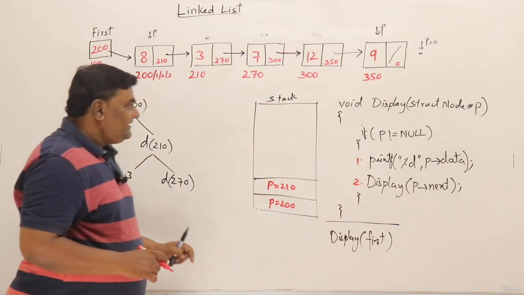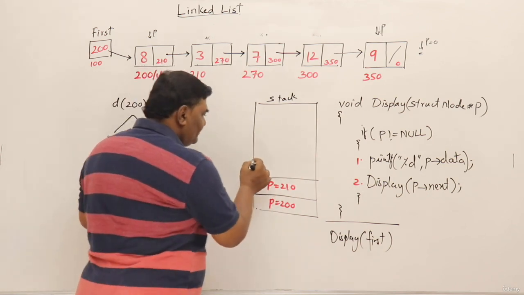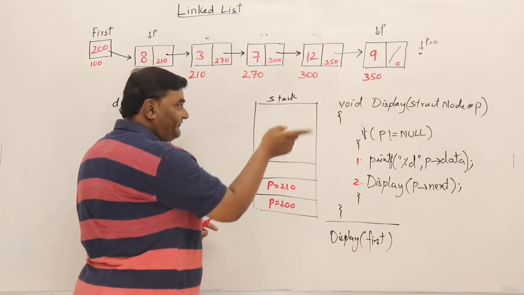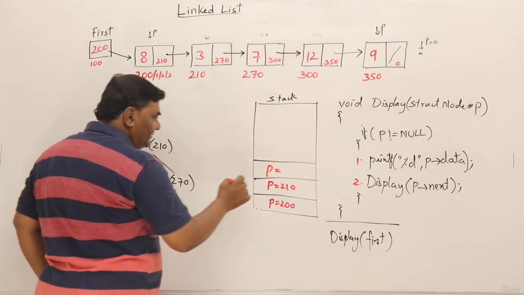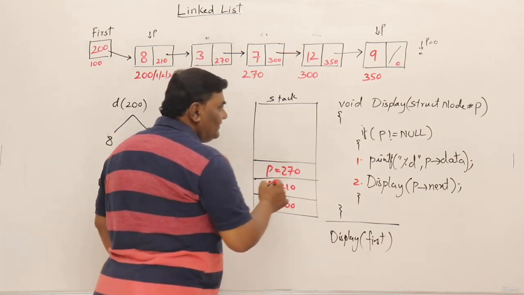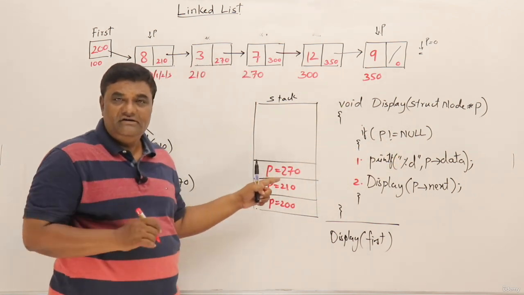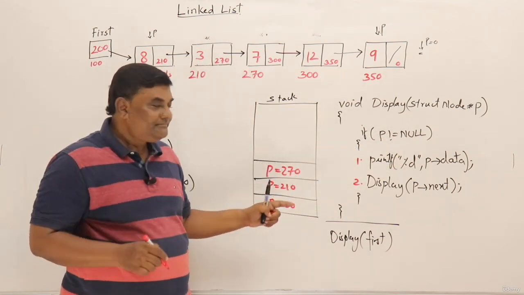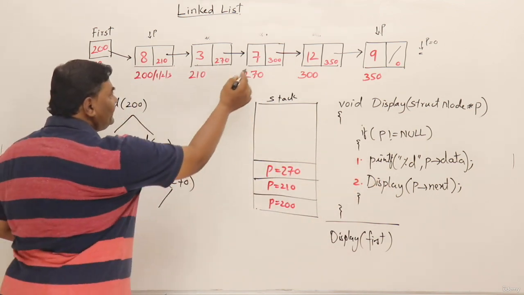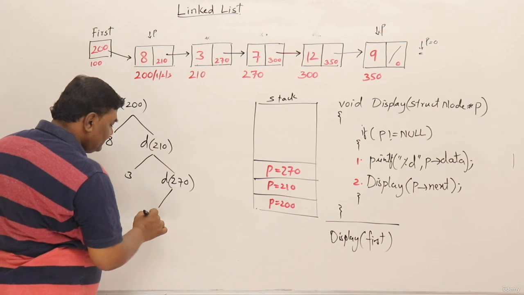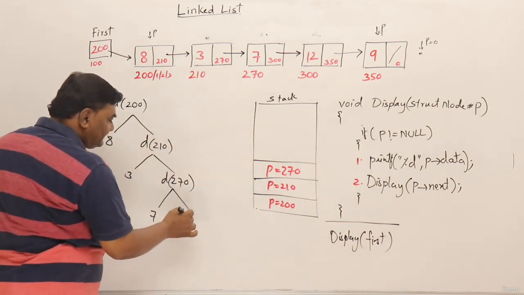Now D of 270 is called. Again a new activation record is created. This is a fresh call and the P value is 270. Enter inside. P is not null. 270 is not null, it's not 0. Print the value. This node has value 7. Then the second step, call itself for the next node.